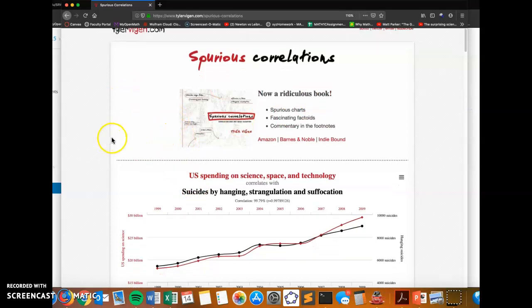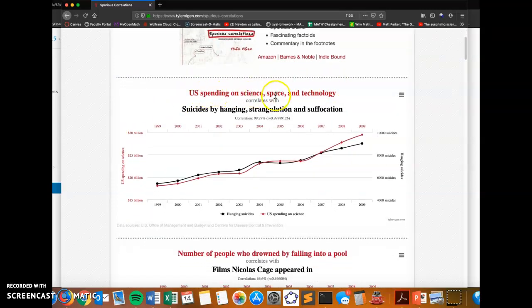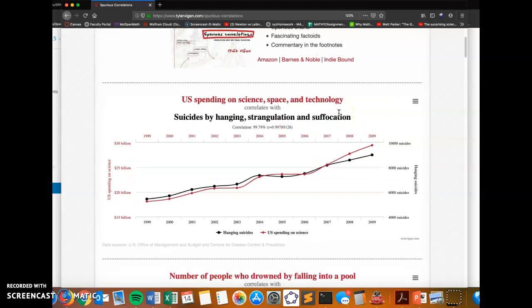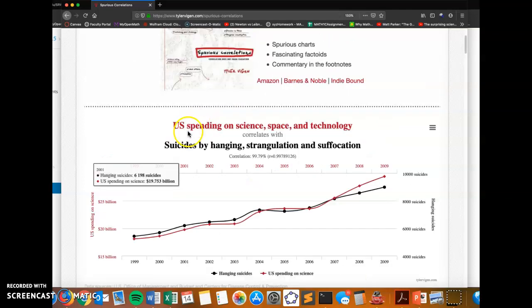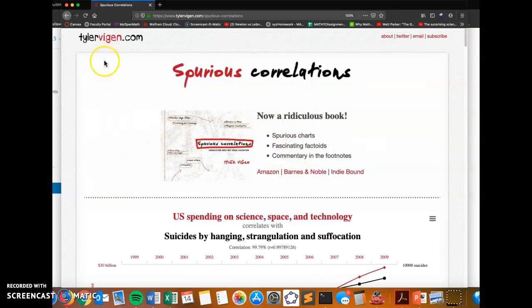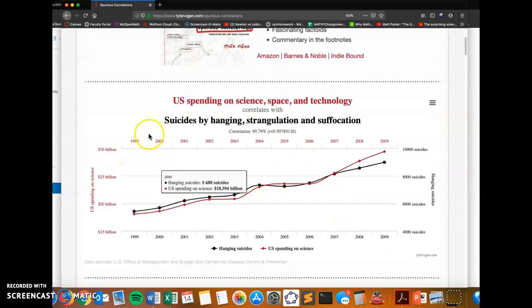Now, ridiculous book. So here we're looking at U.S. spending on science, space, technology, and suicides by hanging, strangulation, and suffocation. It has a correlation, as you can see here, of almost 1, 0.997. So strong correlation between these, but I think anyone reasonable would say that there's no causation between what the U.S. spends on science and space versus suicides by hanging. What this person, Tyler Vigen, did was take snapshots, basically finding data sets to force high correlation.